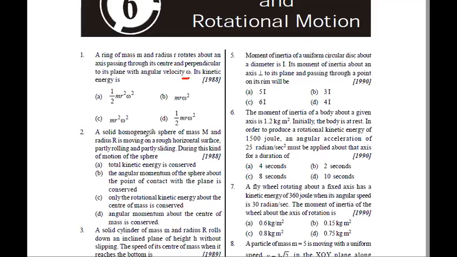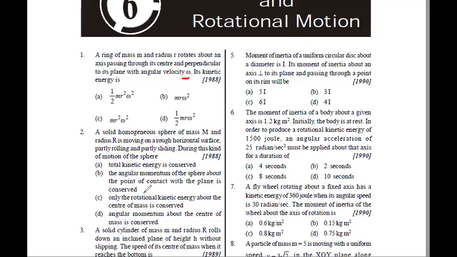Second one, a solid homogeneous sphere of mass m and radius r is moving on rough horizontal surface, partially rolling and partially sliding. During this kind of motion, so this is concept. So it is partially sliding and partially rolling. मतलब translational भी है कि नहीं? Rolling में translational और rotational दोनों होता है. So total kinetic energy is conserved. The angular momentum of sphere about the point of contact with the plane is conserved. Only the rotational kinetic energy about the center of mass is conserved. And angular momentum of the center of mass is conserved.